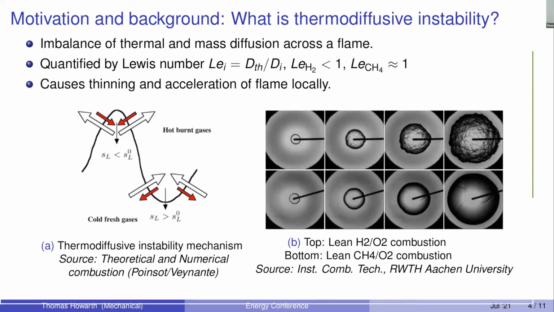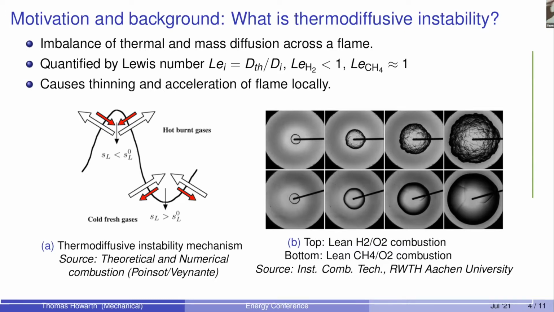So what is thermodiffusive instability? Because hydrogen is such a small molecule, it moves very rapidly, it diffuses very rapidly. As a result, we have this imbalance of diffusion across a flame. A flame can be seen as, on one side, having cold, fresh gases of a high density, and on the other side being hot, burnt gases, with a lower density.